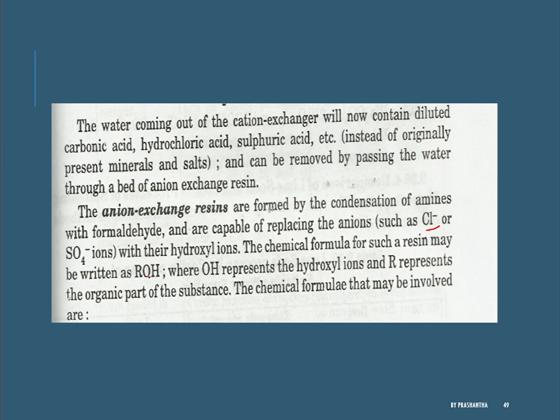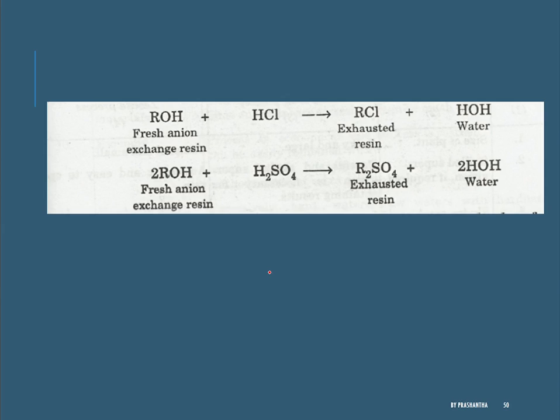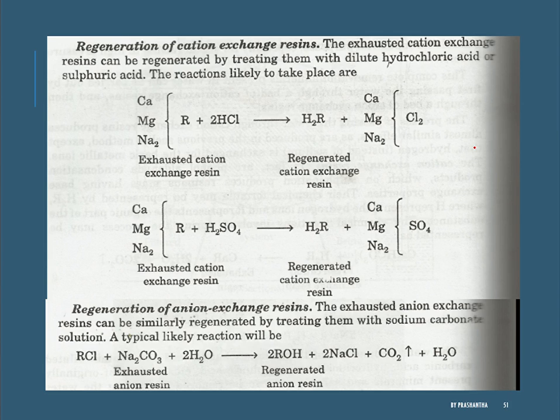This anion exchanger is made by condensation of amines or formaldehydes, replacing the negative ions, Cl or SO4 ions, that is, hydrochloric acid, sulfuric acid, etc. So here you have the ROH compound. R is a resin and OH represents hydroxyl ions. What happens here? ROH plus whatever HCl or H2SO4 is formed during the cation exchange process will once again form RCl and water, R2SO4 and water. This is the anion exchange.